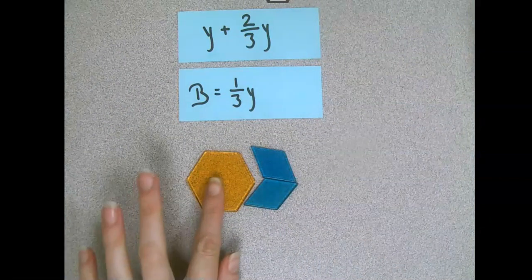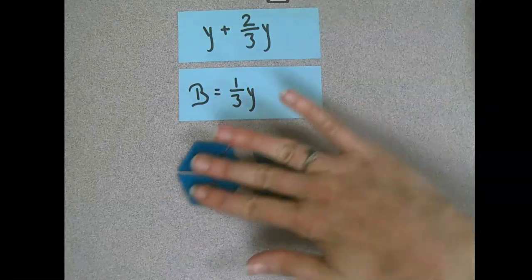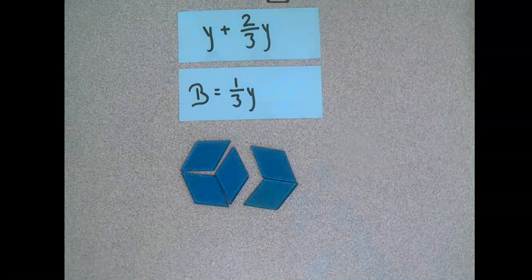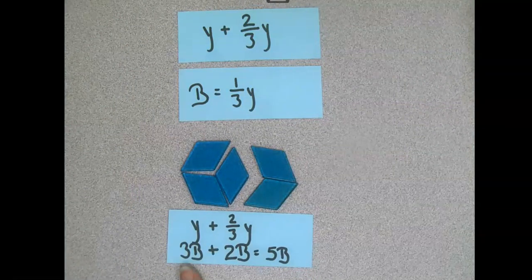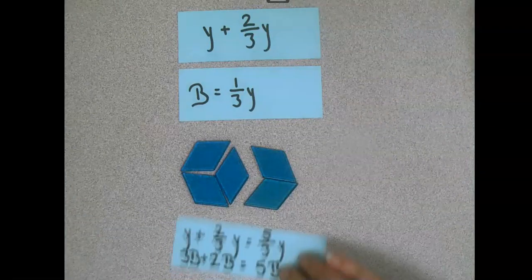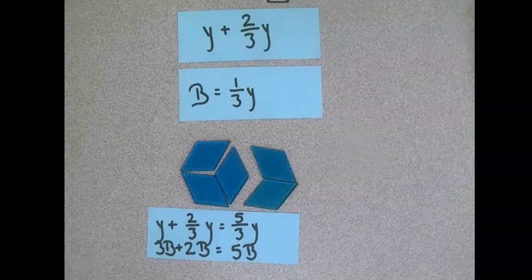But again, we only want one unknown. So we would replace that yellow block with our blue blocks. So 3 blue blocks replaces our y, 2 blue blocks for our 2/3, and then we can count and see that we are left with 5 blue blocks. And that is the same as saying that y plus 2/3 y equals 5/3 y, because we have our 3 plus our 2 equals 5 blue.